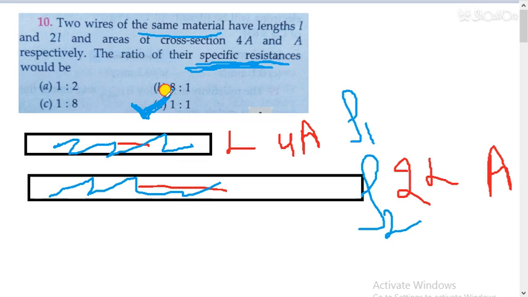This is not a stretching type question. I will take you to the second question. So he is asking about the ratio of resistivity of two wires, but when the wires are made of the same material, then the resistivity ratio will be 1:1. So now let's move to the second question.